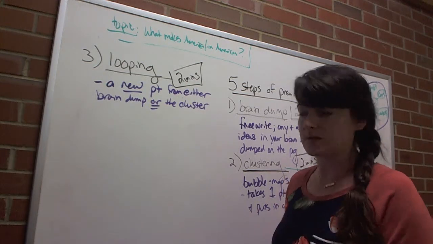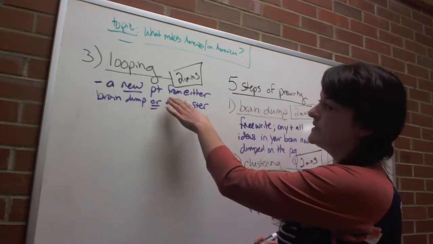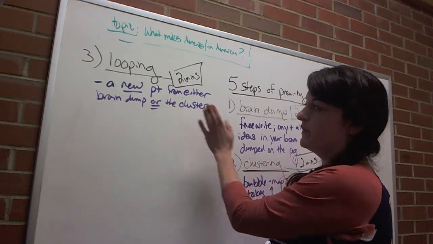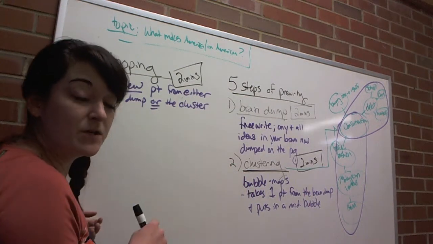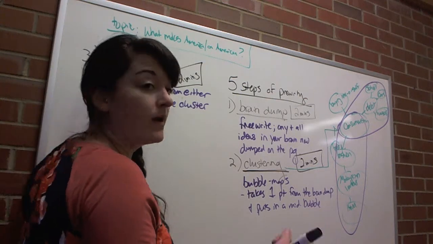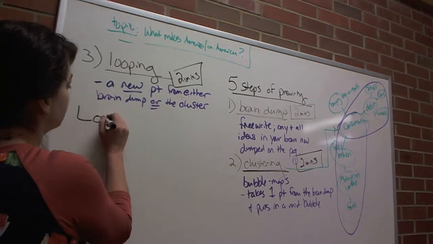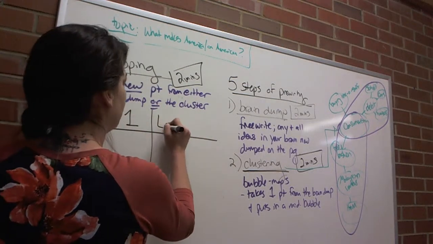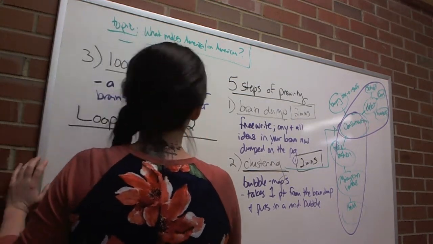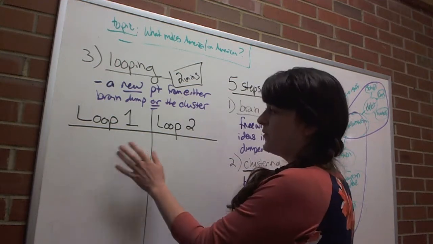Okay, so now we're going to practice looping. So looping can take a new point from brain dump or from cluster. Okay, and we're only going to loop twice, but just so you know, you can loop more and more as you need to, okay? So you set it up like this. So you've got loop 1, and then you've got loop 2, okay? So you've got loop 1 and loop 2.